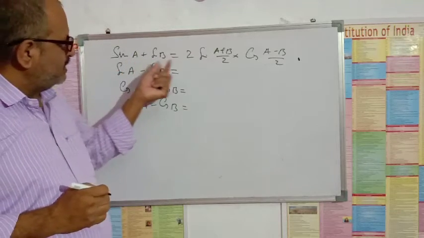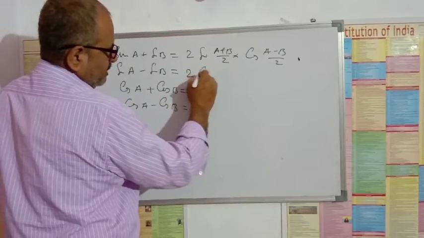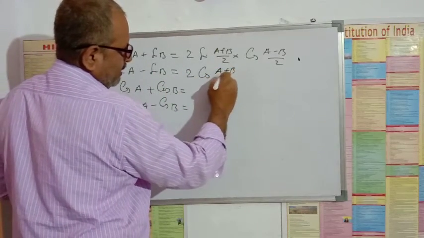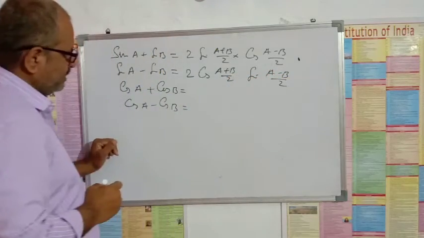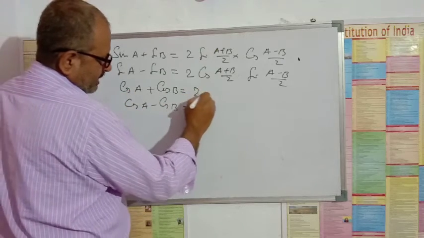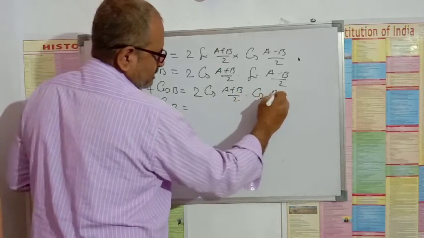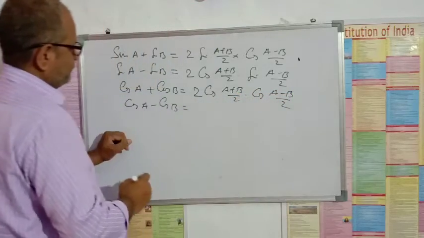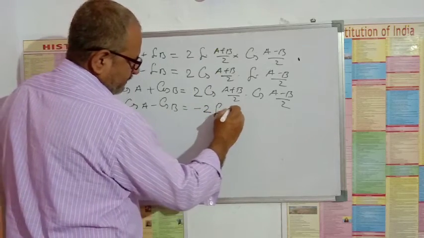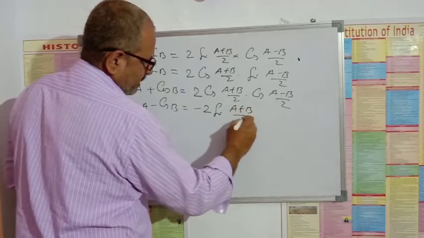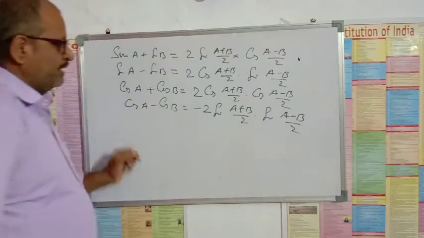It is given in the sum, and we have to express it in the product form. Sin A minus sin B: we write 2 cos (A plus B)/2 into sin (A minus B)/2. Cos A plus cos B, we can write as 2 cos (A plus B)/2 into cos (A minus B)/2. The last one, cos A minus cos B, is minus 2 sin (A plus B)/2 into sin (A minus B)/2.